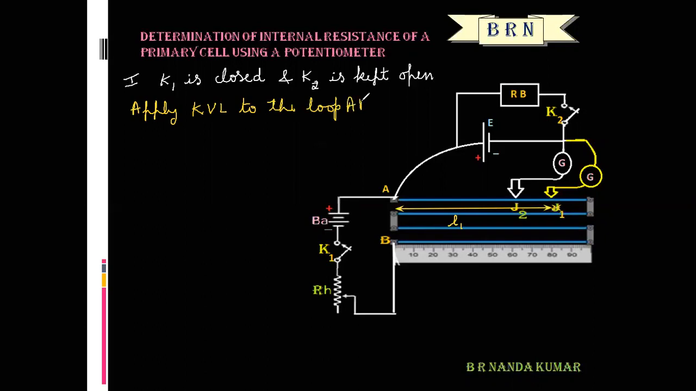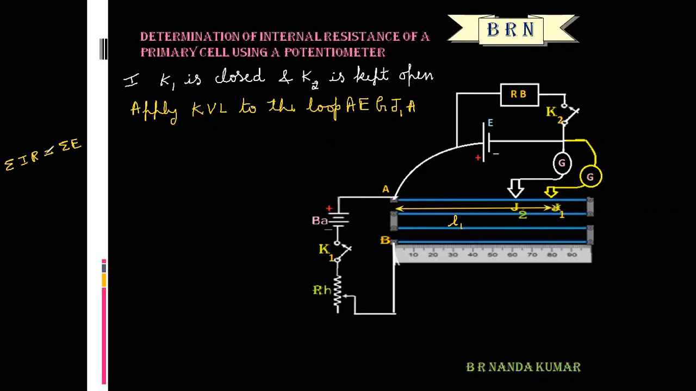A, E, G, J1, A. What is the statement of Kirchhoff's voltage law? In a mesh of an electrical network, the algebraic sum of the product of current and resistance in different parts of the mesh is equal to the algebraic sum of EMFs in that mesh.